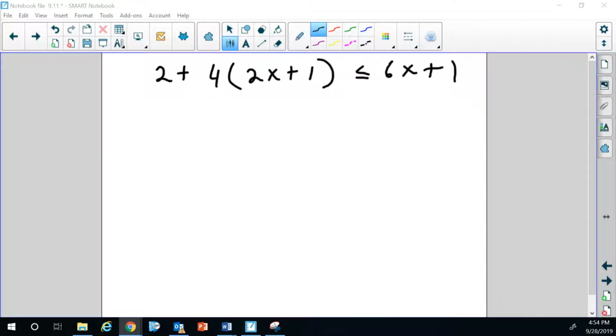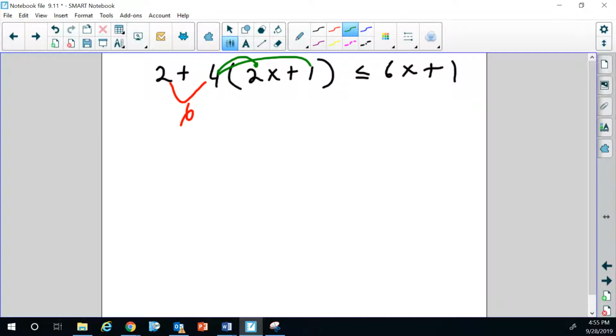and what they would do is they would add the two and the four. All right, they will do that. Add a two and a four, get six, and then try to distribute with a six. Just can't do that. And the order of operations states that you must multiply first. So you have to multiply by the four first. Multiply 2x by four, and then the second term 1 by 4.